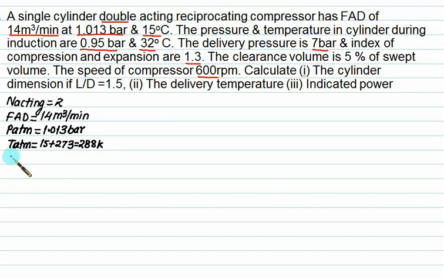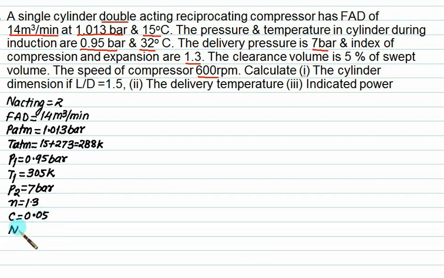Suction pressure P1 is 0.95 bar. Suction temperature T1 is 32 plus 273, 305 Kelvin. P2 is 7 bar, index n1 equal to n2 equal to 1.3, equal to n. Clearance volume C is equal to 0.05 and the compressor speed N is equal to 600 rpm.